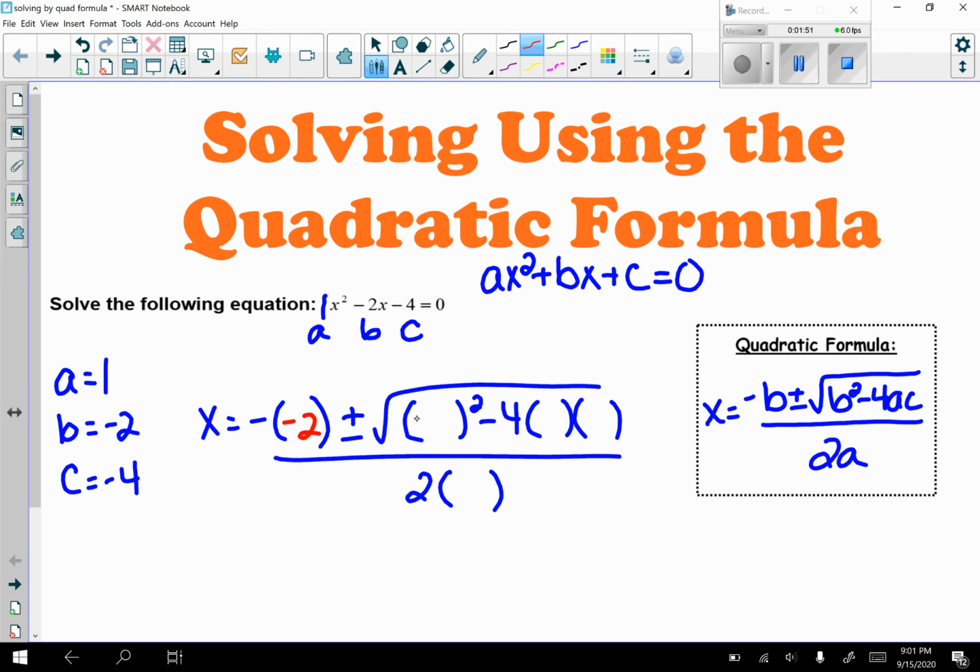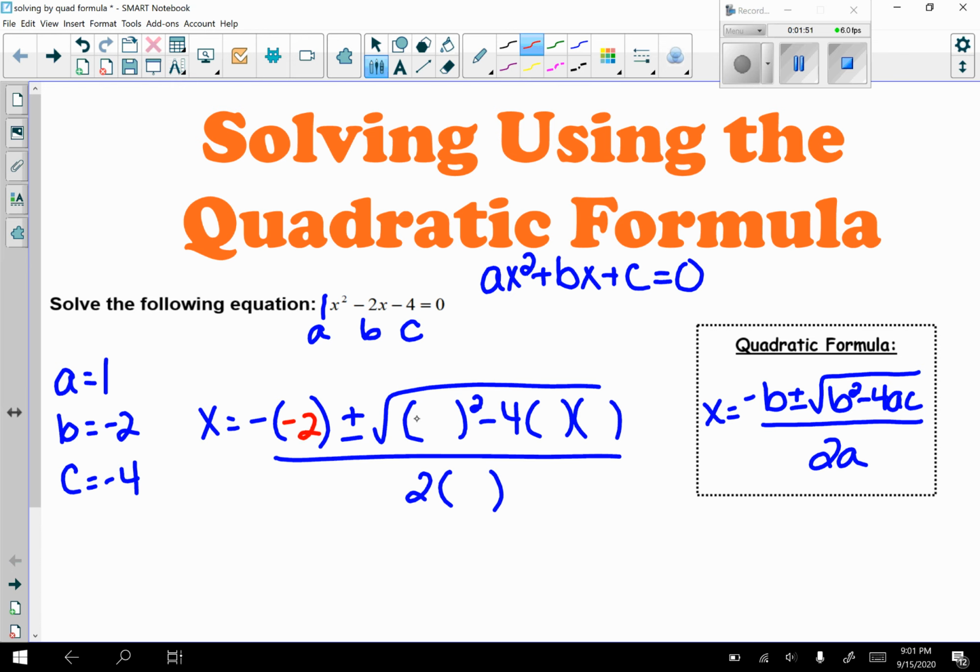And then we're going to work piece by piece. You can't put the whole thing in your calculator. I don't have a plus minus sign, so that should be your first signal that you can't use your calculator to do everything. So here I have a negative and a negative. That makes a positive, plus or minus.